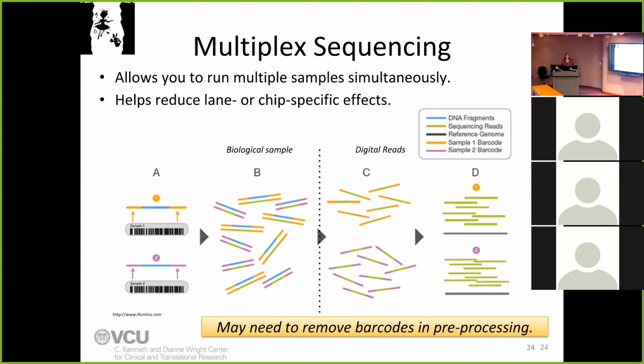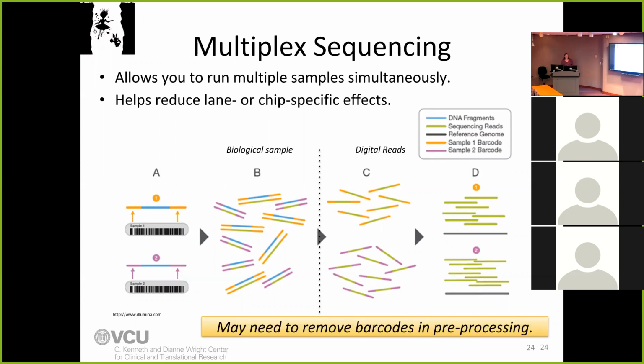Multiplex sequencing is just a term I wanted to introduce. Multiplex sequencing allows the facilities to run multiple samples on the same lane of the sequencer. And this helps to reduce lane or chip-specific effects. So just like microarrays, maybe the mixture didn't wash across the whole sequencing lane evenly, or you get a bubble in it or something. So you can actually take your sample and mix it with other samples and distribute it across multiple lanes, which helps reduce those noisy effects.